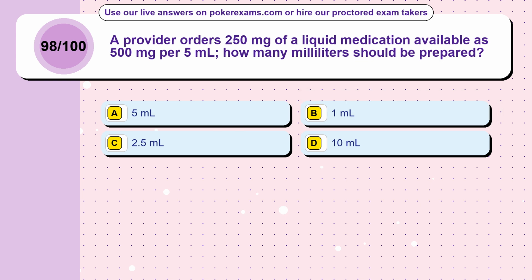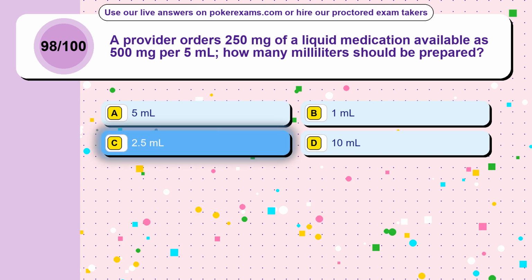Question 98. A provider orders 250 mg of a liquid medication available as 500 mg per 5 ml. How many milliliters should be prepared? Option A, 5 ml. Option B, 1 ml. Option C, 2.5 ml. Option D, 10 ml.